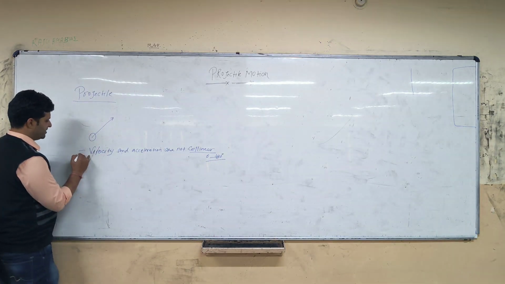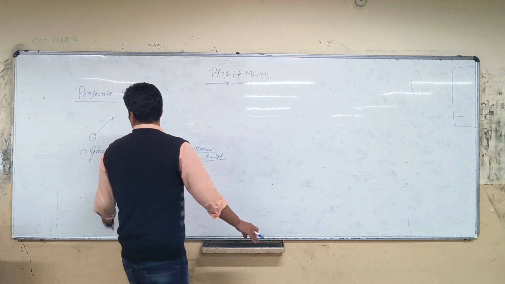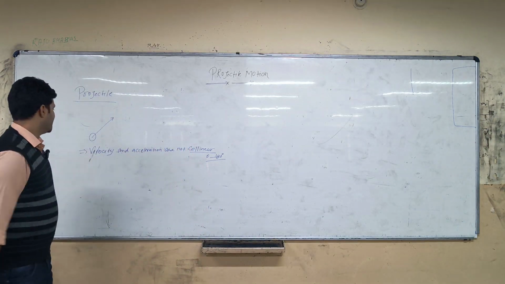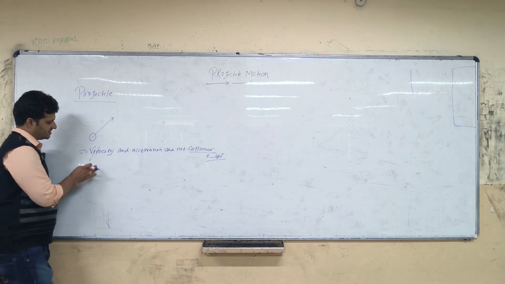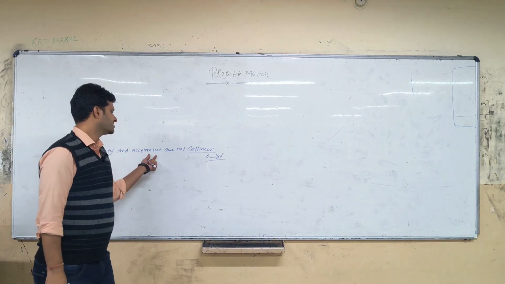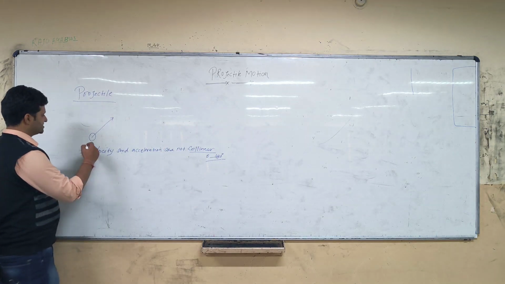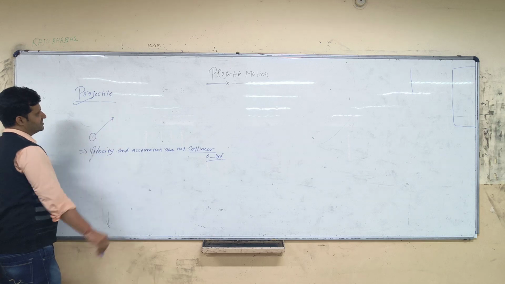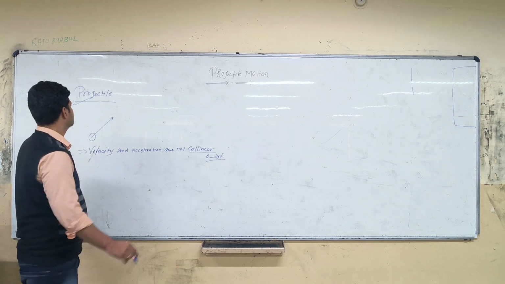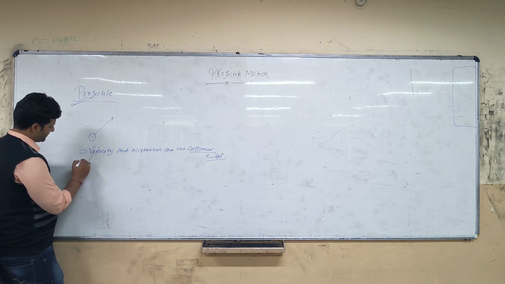So the first point is, if you are throwing any object obliquely, and its velocity of projection and the acceleration are not collinear, then the body will be considered as a projectile, right? So first you have to understand this concept, what a projectile is.